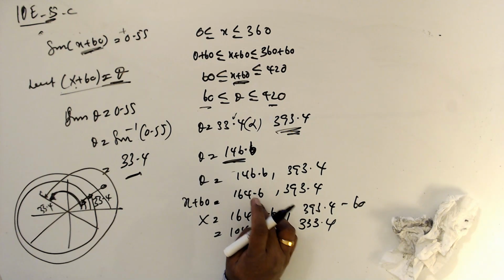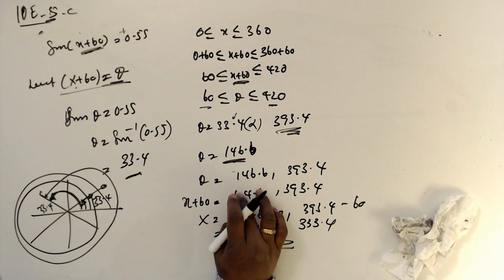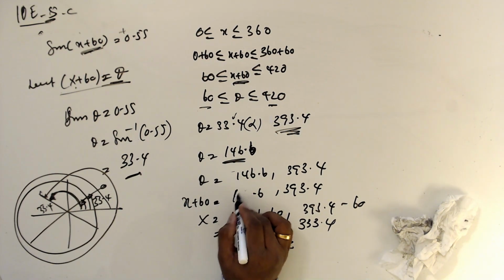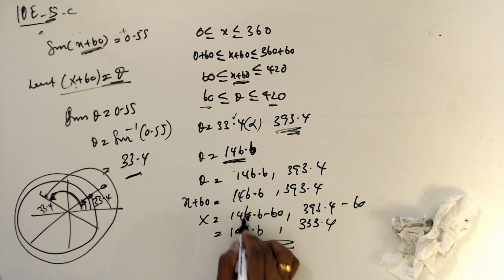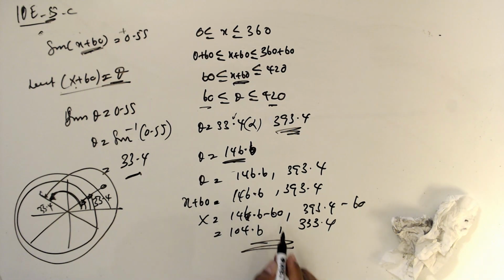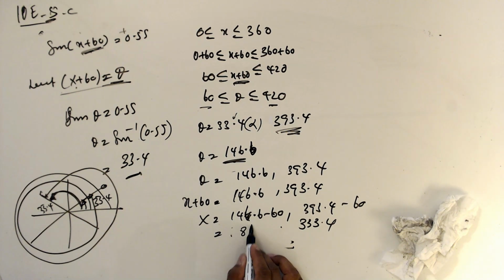I think there's a calculation error here. I wrote 146, 164. So this is 146.6. 146.6 minus 60. So this is going to be 86.6.